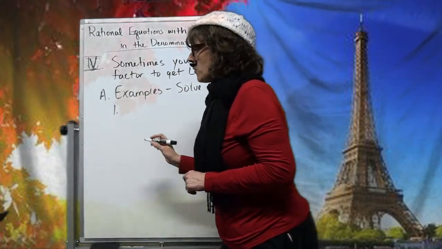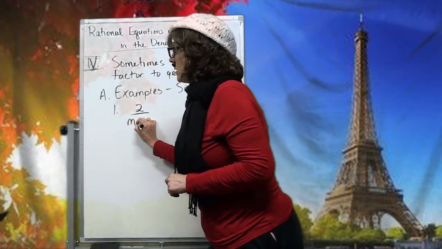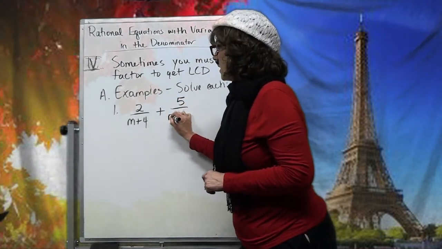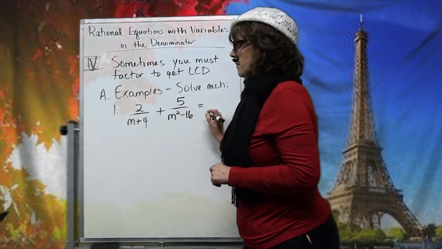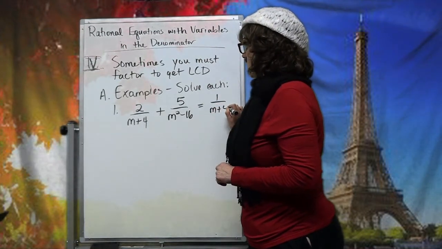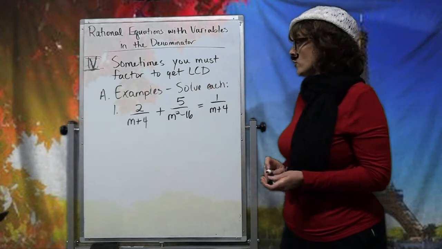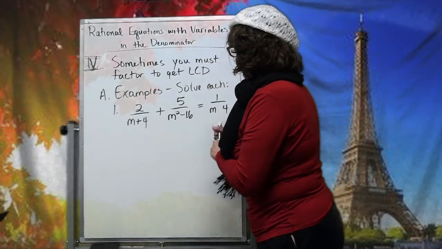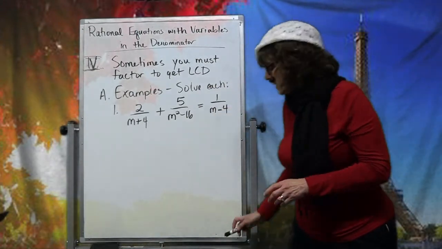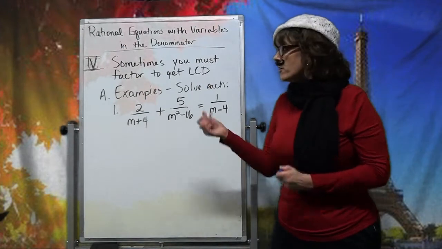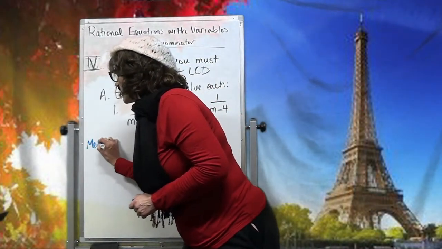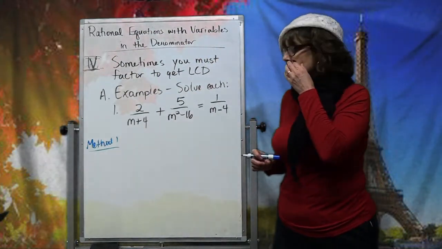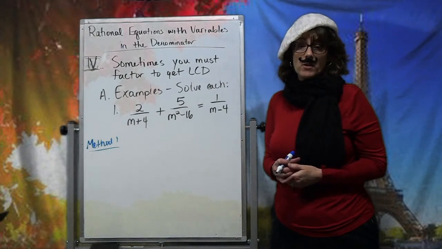So in my first example, I'm going to have a 2 over an m plus 4. And we're going to add to that a 5 over an m squared minus 16. And that will equal a 1 over m plus 4. Whoa, those denominators are crazy. Whoops, this should actually be an m minus 4. There we go. Crazy denominators. Now recall, method 1 said, let's get those LCDs, let's retain the fractions, and let's get LCDs all the way across. But the problem is, as they are written, I really can't quite tell what the LCDs are.